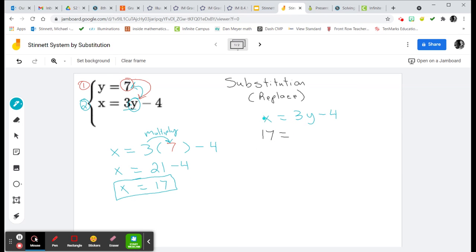So x is 17. See how they line up? And then I have 3, and then I need to multiply it times 7 because y equals 7 here. So 3 times 7 minus 4, right? So we have 17 equals 21 minus 4. And this is correct. 17 equals 21 minus 4 is 17.